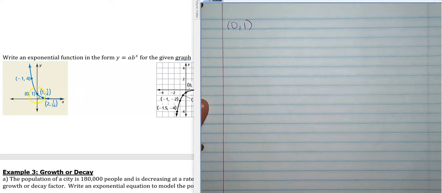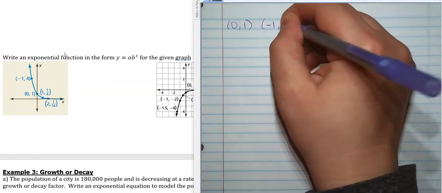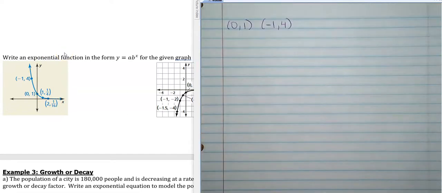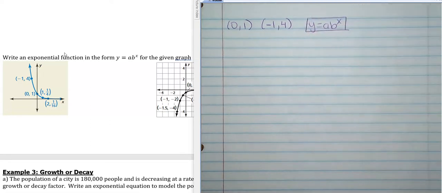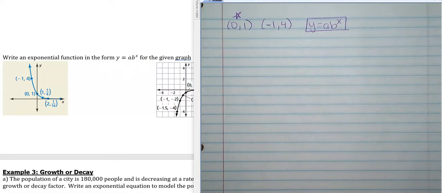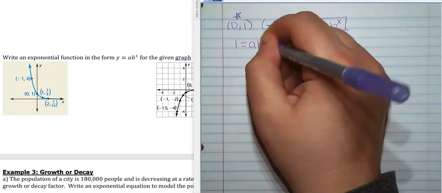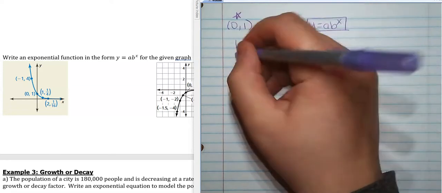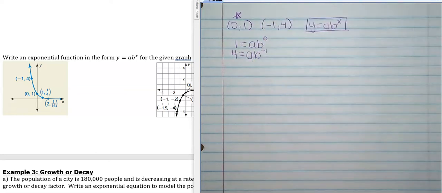I'm looking at this graph. And then don't make it difficult. Don't use the ones with the fractions. Use the nice numbers. We're going to use the -1 and the 4. And then this turns into the same process. So y equals a b to the x. I'll just write that in the middle of my paper so you guys can see it. It is on the screen here too. Okay, start with the bigger x value, whatever that is. So that's going to be this one. So I'm going to do 1 equals ab to the 0. And then I'm going to do the other point, which is 4 equals ab to the -1.